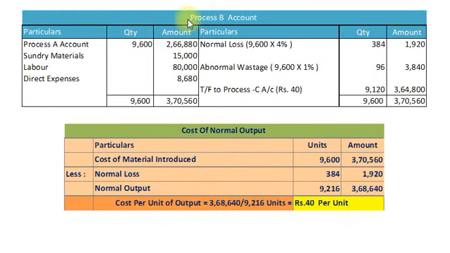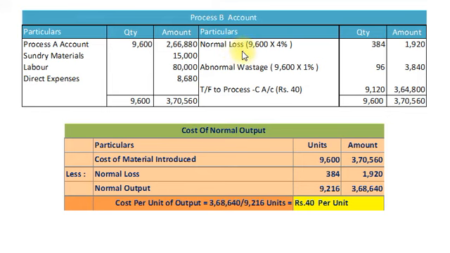Now we will prepare process B account. In process B account, on debit side first we will record transfer from process A, that is 9,600 units and 2,66,880 rupees. Now other cost elements, sundry materials rupees 15,000, labor cost rupees 80,000, direct expenses rupees 8,680. And on credit side we will record by normal loss.